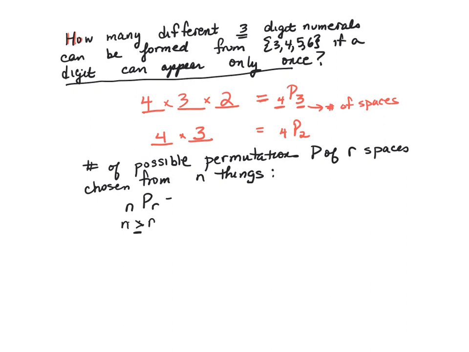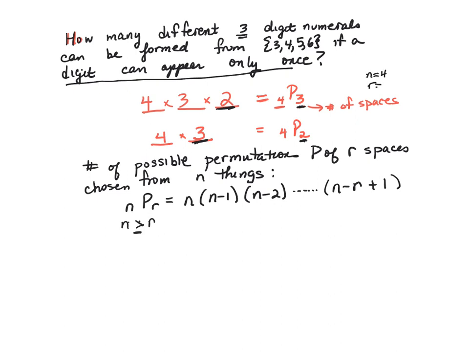So nPr would mean we start from n and we count down n minus 1, and then n minus 2. But this time, we don't count down to 1. We count down to this factor. And there's a way to get to the last factor using the r. Can you find a way how we can use the n and the r to find the last factor? The last factor can be found by taking n minus r and adding 1. Let's try it. Here n is 4.